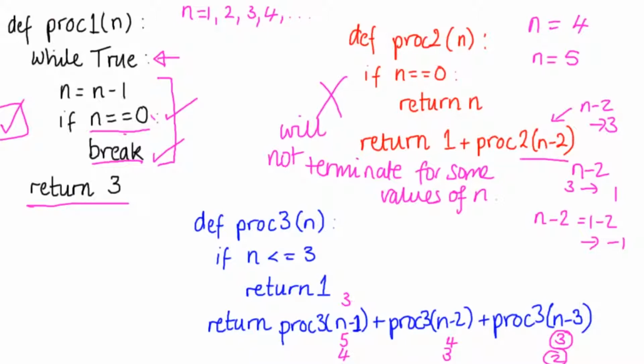If n is 4, then we're going to have 3 and 2 and 1, and that's okay. All of these are small enough. And so when n gets small, we don't have a problem because of the less than or equals, which means this is going to terminate for all natural numbers n as well. So the correct answer is that procedure 1 will terminate, procedure 2 will not terminate for all n, and procedure 3 will terminate.